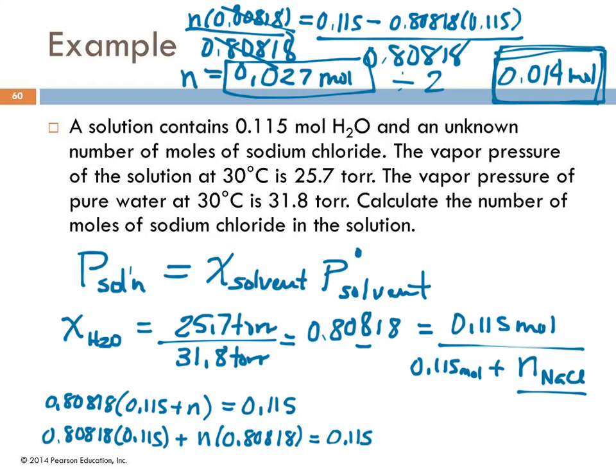I divided by 2 because this is telling us the moles of solute particles. If this was a non-electrolyte, this would be the answer. But when we dissolve 0.014 moles of sodium chloride in water, it makes this many moles of particles, because each sodium chloride unit makes 2 particles, a sodium ion and a chloride ion. So when we're dealing with electrolytes, you have to think about that.